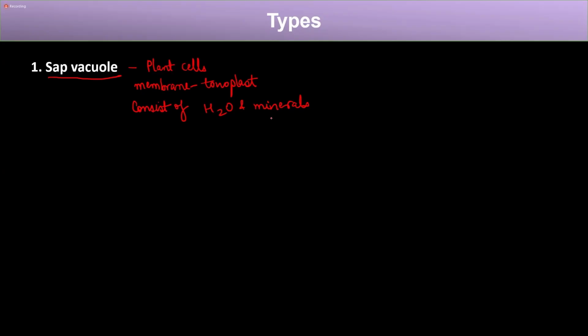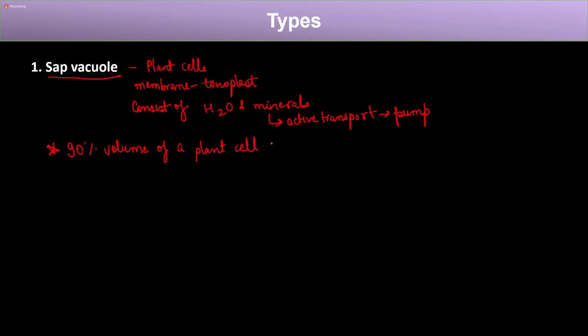Now, how are these minerals transported? They are transported across the tonoplast via active transport. And for active transport, what kind of protein is required? The protein used for active transport is known as a pump. So pumps are used to transport these minerals across the tonoplast. This sap vacuole is very large, and it constitutes 90% of the volume of a plant cell.